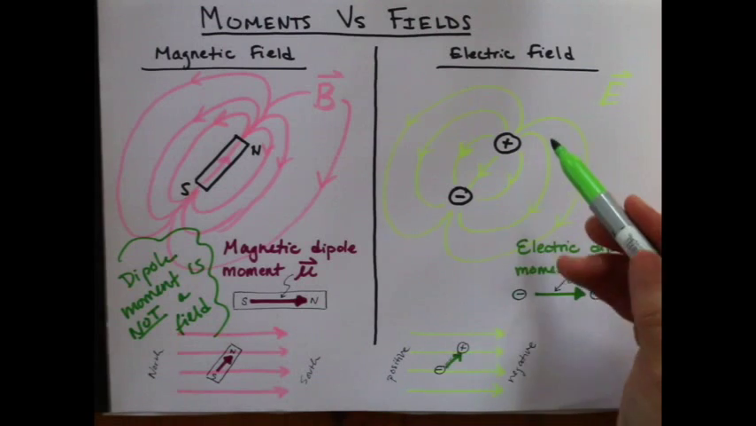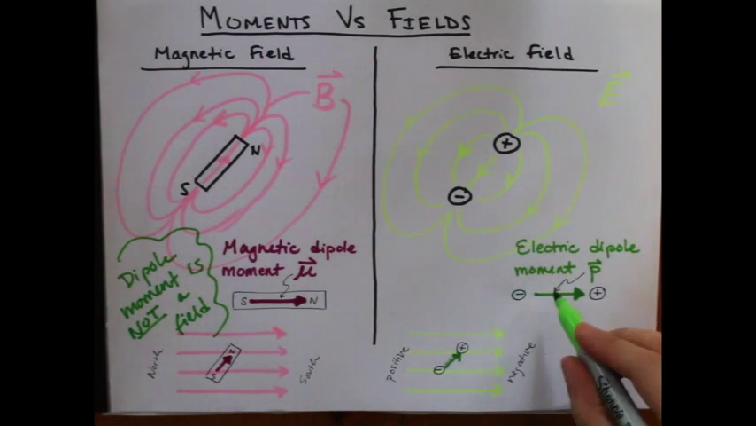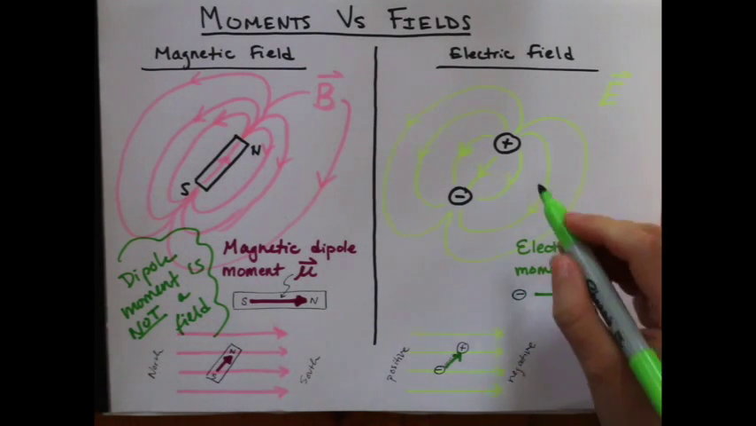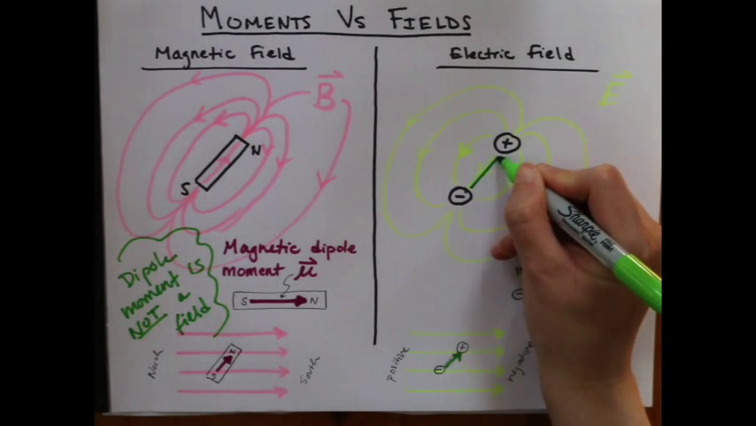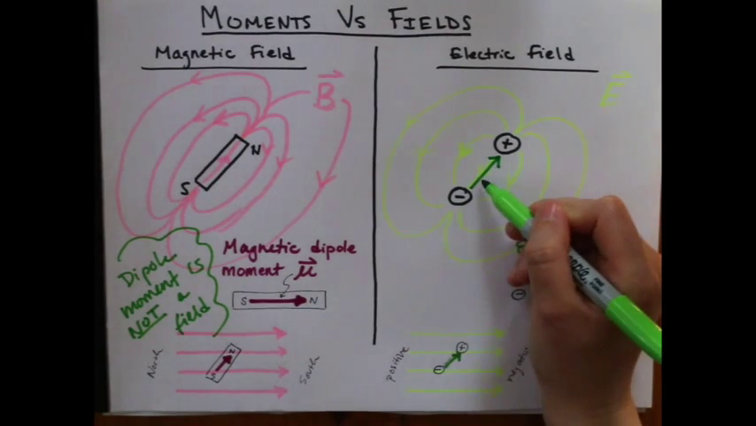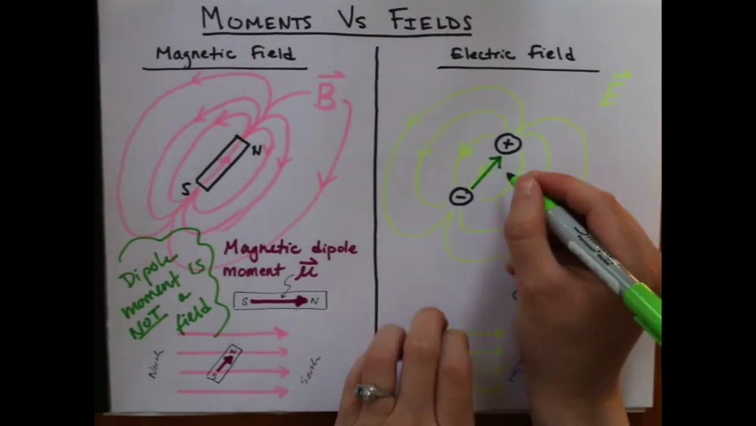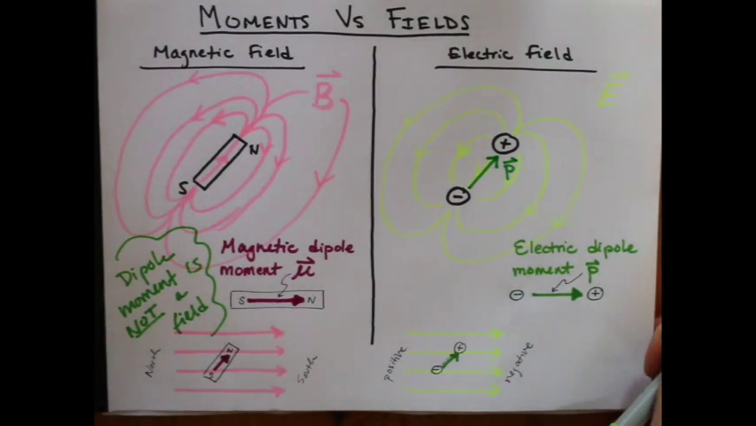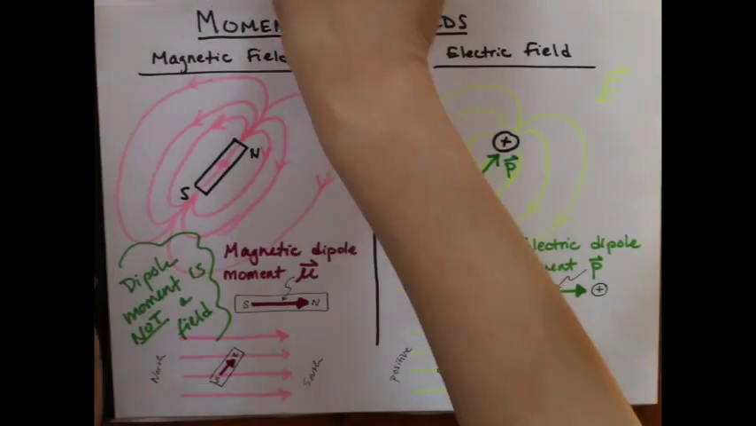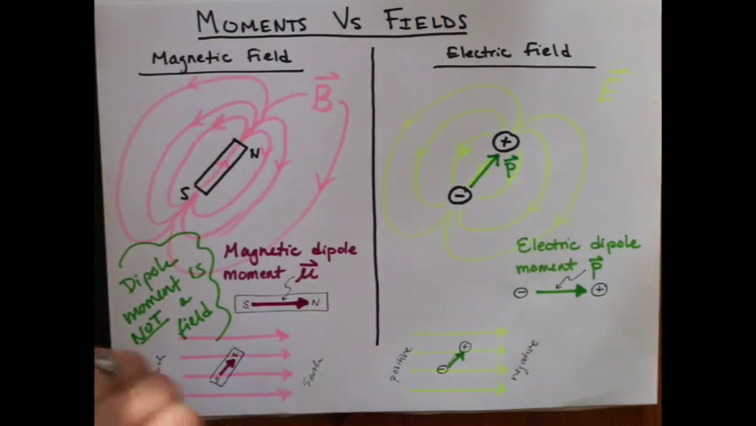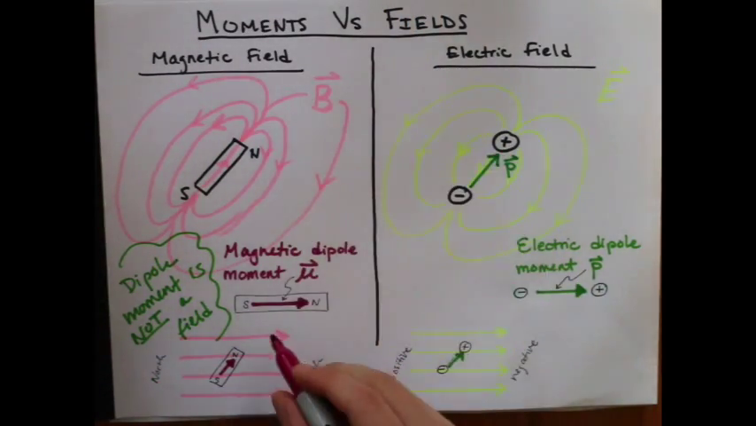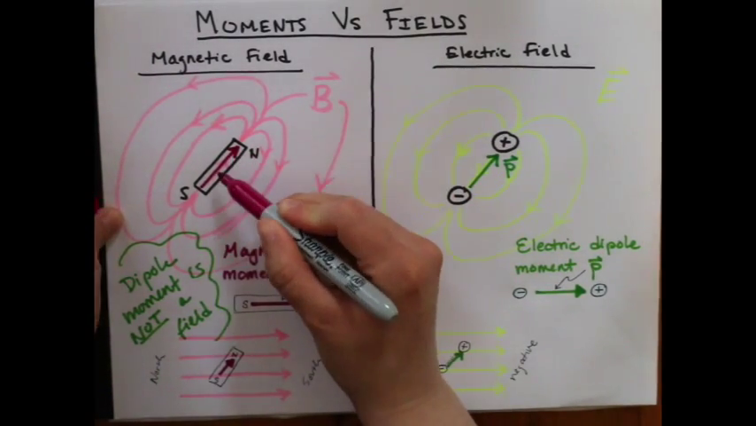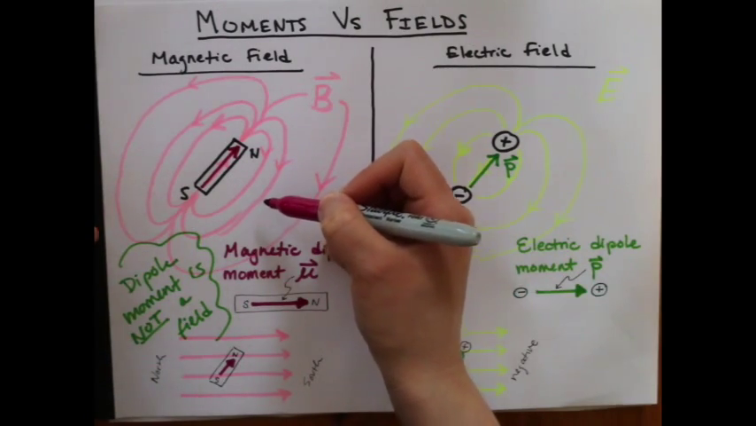So it's just a little vector that we use to keep track of which way our dipole is pointing. So for the electric field, the dipole moment is called P, and it points from the negative charge to the positive charge. So if I draw it on here, it goes this way. And you'll notice it's in the opposite direction of the field, but the dipole moment is just a little vector that we use to keep track of the orientation of our dipole. For the magnetic moment, the magnetic dipole moment points from south to north. So that's with the field inside the magnet, but against the field outside the magnet.